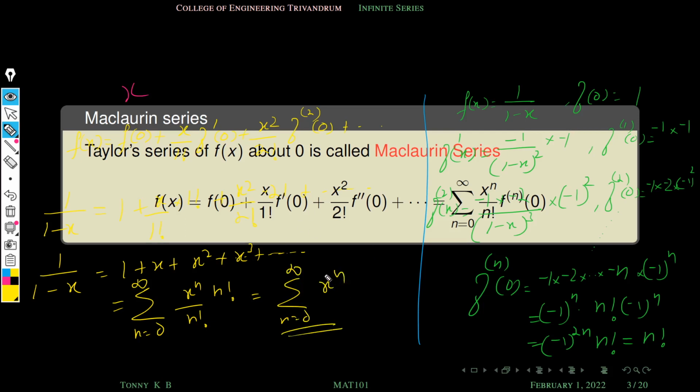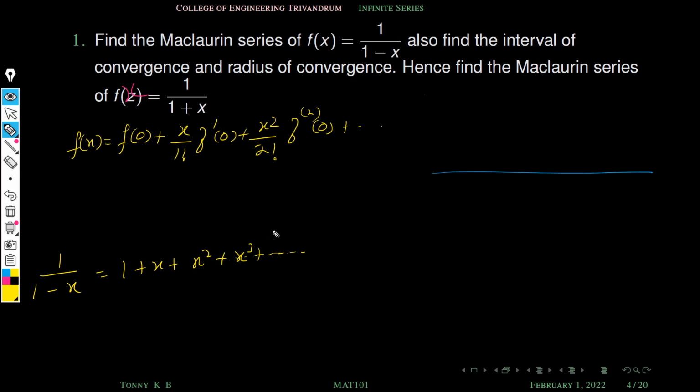Okay. Anyway, both are same. Then next you have to find the interval of convergence. Interval of convergence means for what values of x this expression is valid, this equation is valid. So we know that the interval of convergence is always about 0 for a Maclaurin series. So we have to find our R, right?